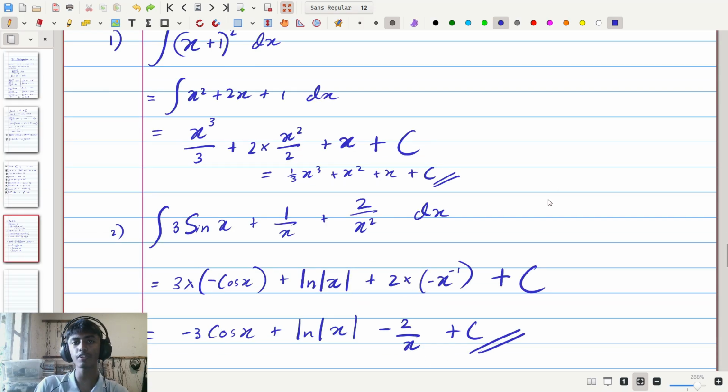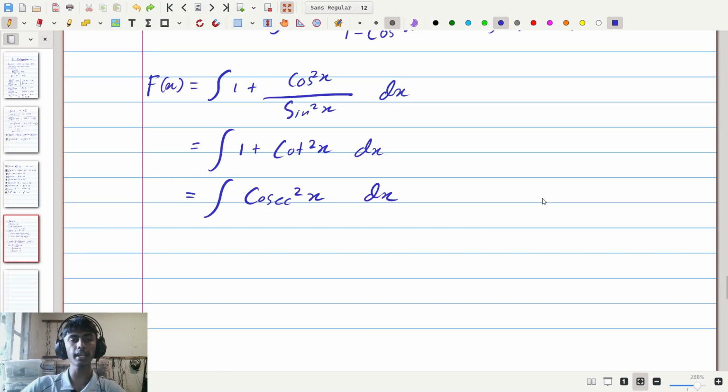We derived that from earlier. Now then, using that, we can say that the integral of cosecant squared of x dx is going to be equal to negative cotangent of x plus c, where c is an arbitrary constant. Therefore, our function capital F of x is equal to negative cotangent of x plus c.